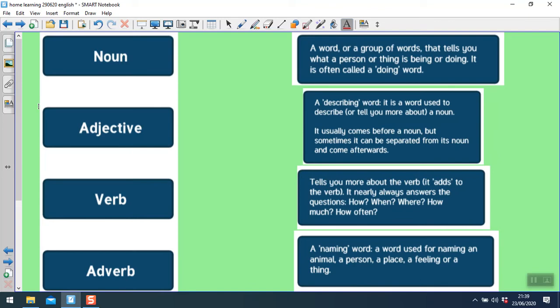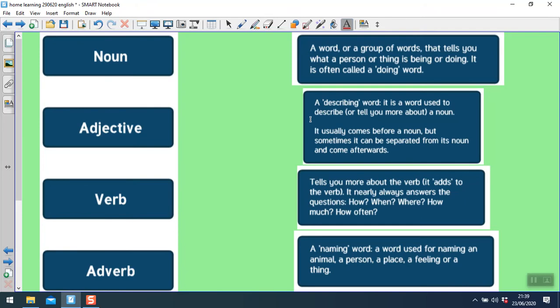To start with, what I'd like you to do is match the word with its definition. So you've got noun, adjective, verb and adverb. Which one is a word or a group of words that tells you what a person or thing is being or doing? It is often called a doing word.